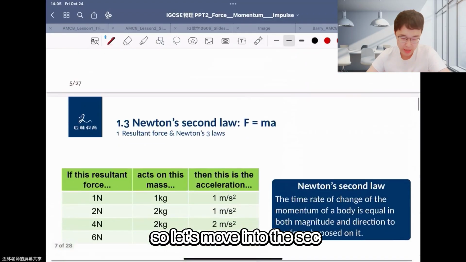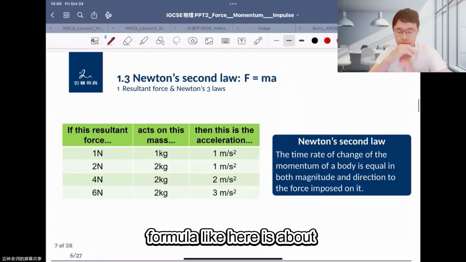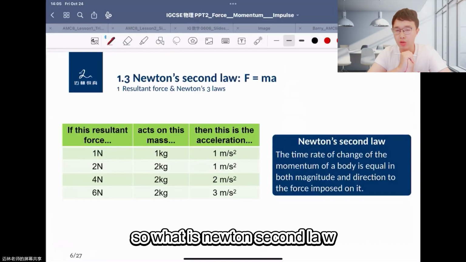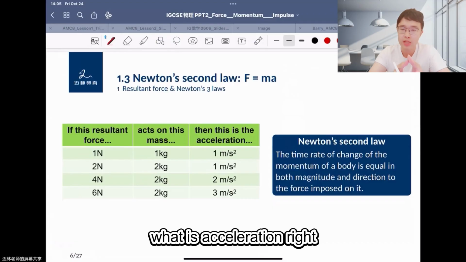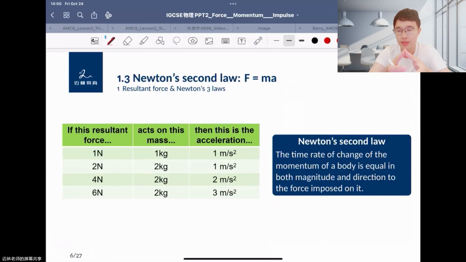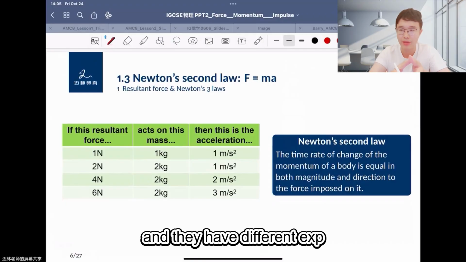Okay, so let's move on to the second law. Here is Newton's second law. So what is Newton's second law? We have already discussed what acceleration is, right? So Newton's second law comes from scientists discussing it, and they had different experiments.